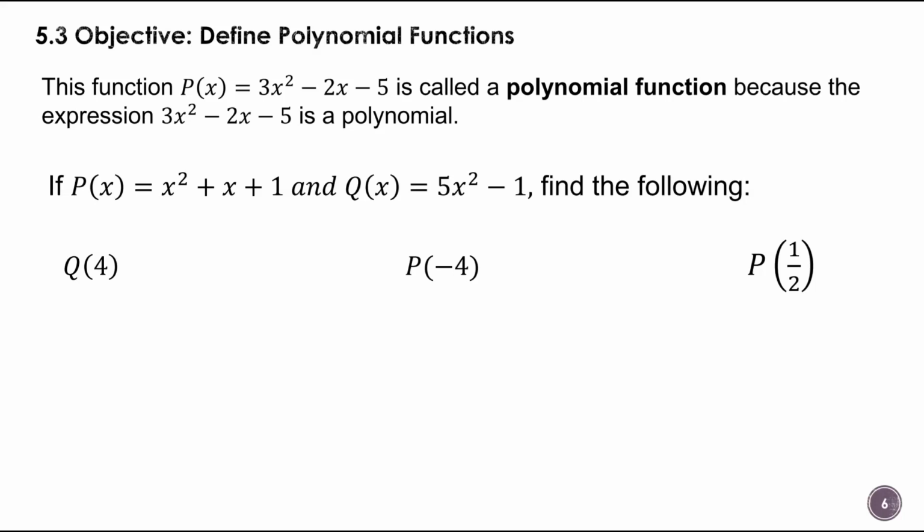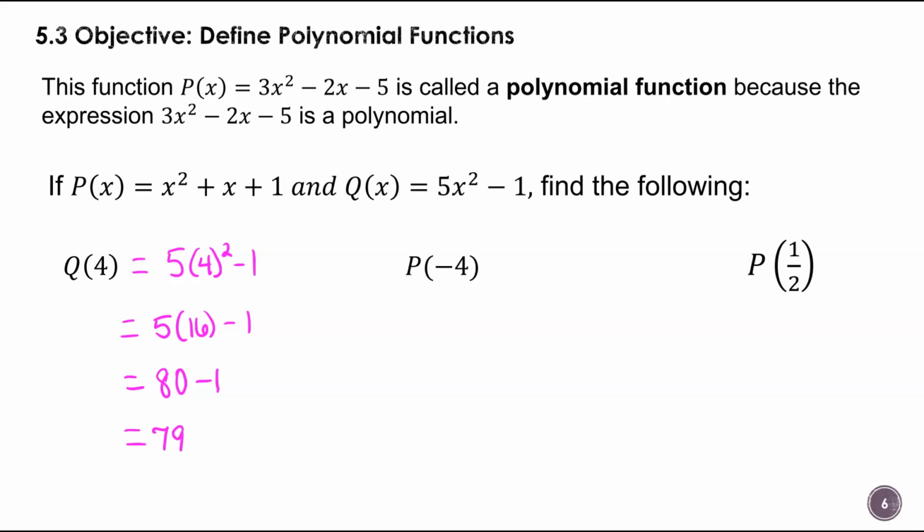And so a q of 4 means I have to use the q function, right? So I'm going to say q of 4 equals 5 times 4 squared minus 1. So that would be 5 times 16 minus 1. And then 5 times 16 is 80. 80 minus 1 is 79.